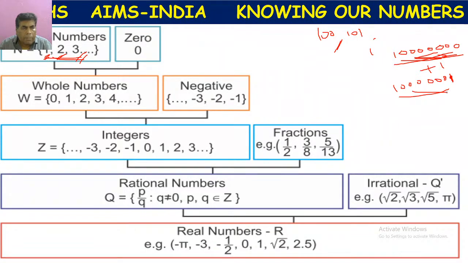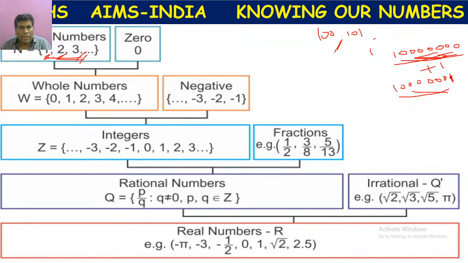So like that, the biggest number in counting numbers, we can't tell. It's indefinite, or the counting numbers are infinite. They never stop. They never end at one number. Whatever bigger number you tell, if we add 1, a still bigger number will come. So these counting numbers, we call them natural numbers.